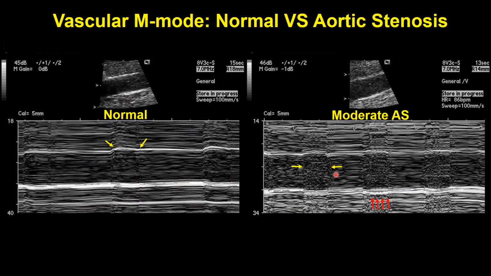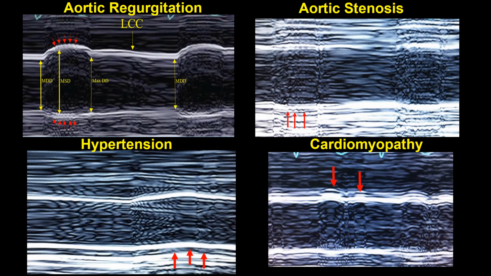And over here, we can see that there's turbulence, a flattened or blunted waveform, and this artifact is created by the turbulent blood flow. We can also see some fluttering of the walls of the left common carotid. Okay, so this has a lot of applications in aortic regurgitation.